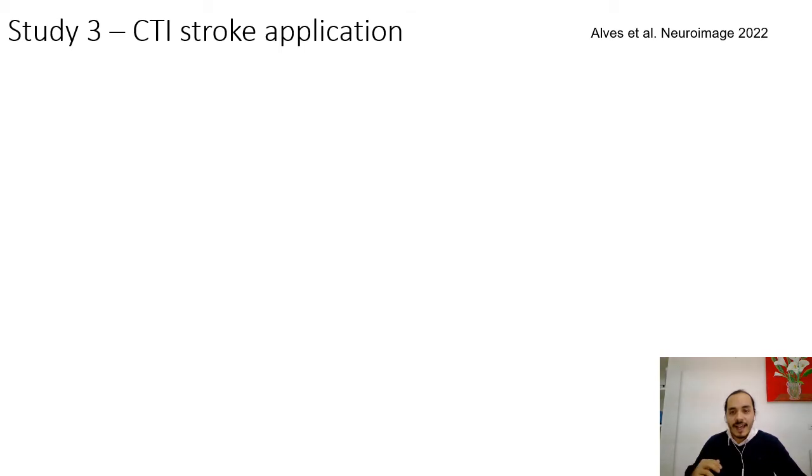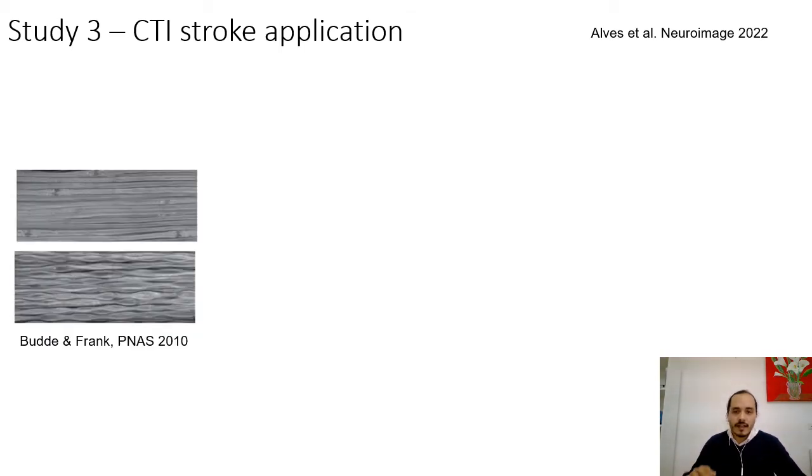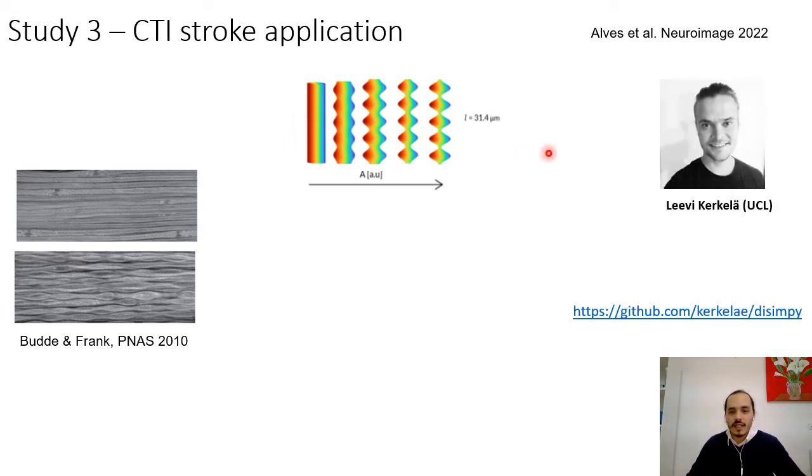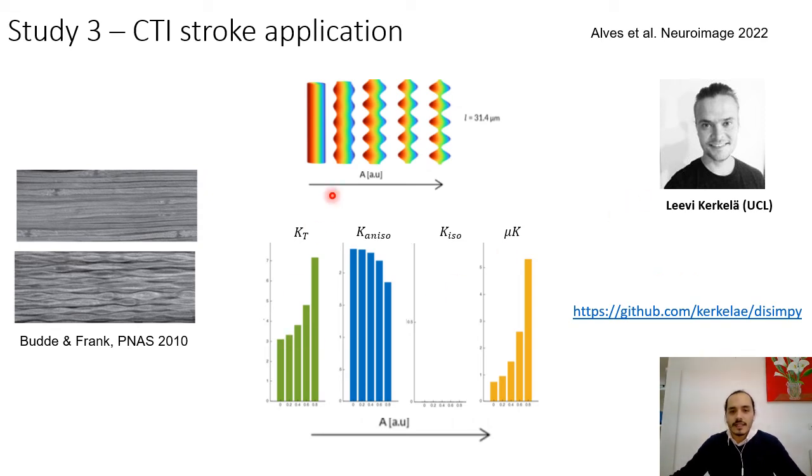Confirm that beading can indeed be the effect that is increasing our microscopic kurtosis sources. We also did some complementary simulations of beading geometries, and this was done using the open source Python package DIPY that was developed by Levy. And this confirmed that as we increase beading, we have an increase of total kurtosis that can be explained by an increase of microscopic kurtosis.